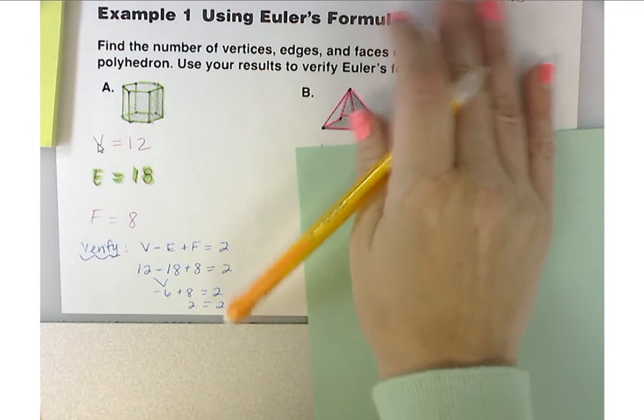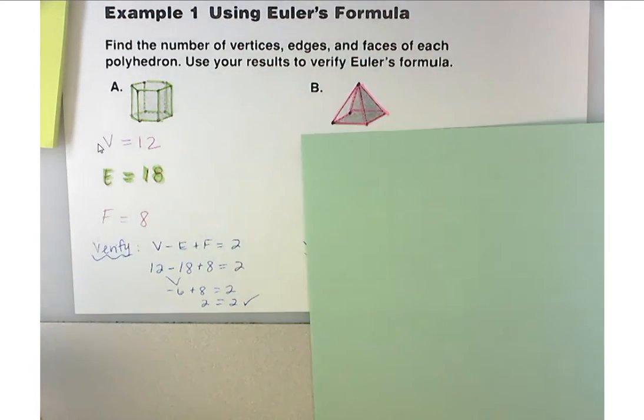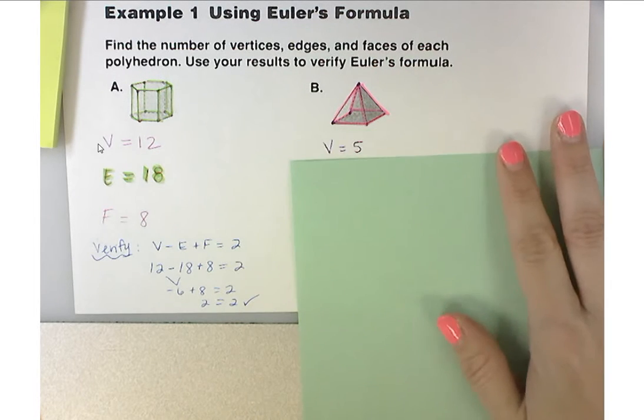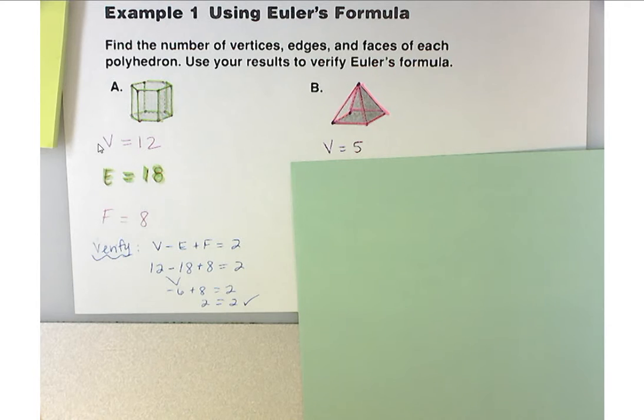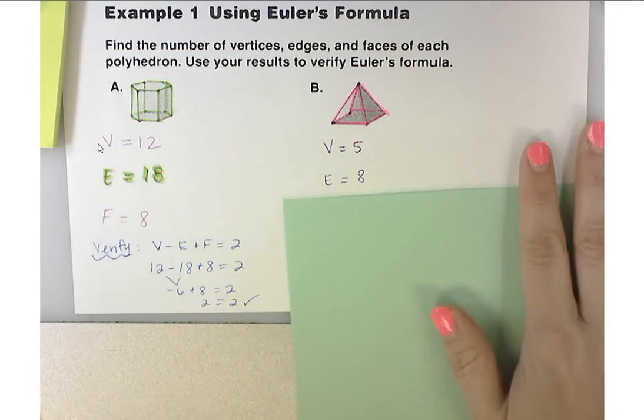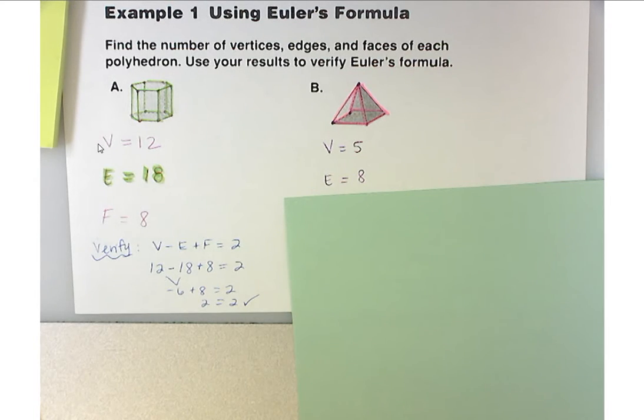For B, Ethan, how many vertices did you get? 5. All right, good. Baron, what'd you get for the edges? 8. Good. And then Jana, what'd you get for the faces? 5.